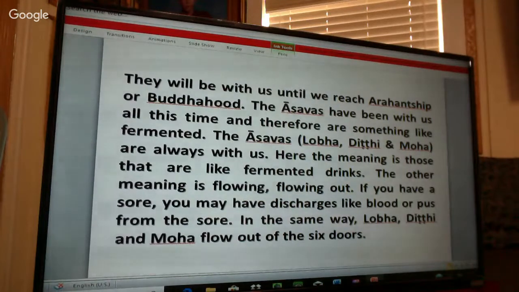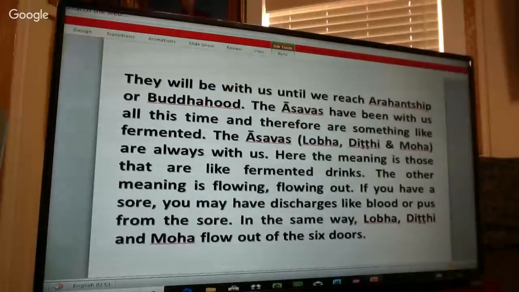So the other meaning is flowing out up to the topmost existence, before Nibbāna, Nevasaññānāsaññāyatana, the very powerful consciousness before supramundane consciousness, lokuttara consciousness. And then another example: the Buddha said, if you have a sore, you may have a discharge like blood or pus from that sore. In the same way, lobha, ditthi, moha flow out from the six kinds of door.